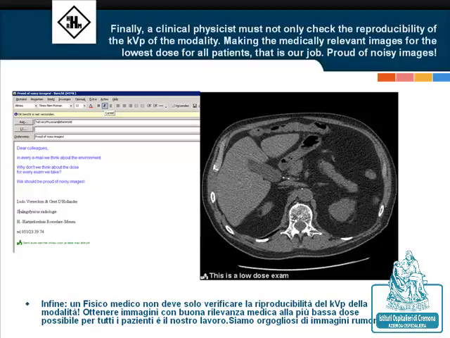And finally, and that's my last slide, in every email we think about the environment. Why wouldn't we think about the dose for every exam we take? Why wouldn't we put on a CT, this is a low dose exam, because this was a child and we didn't need all the information. We didn't need that high dose. I think making medically relevant images for the lowest dose for our patients, that's our job. And we should be proud of noisy images. Thank you very much.